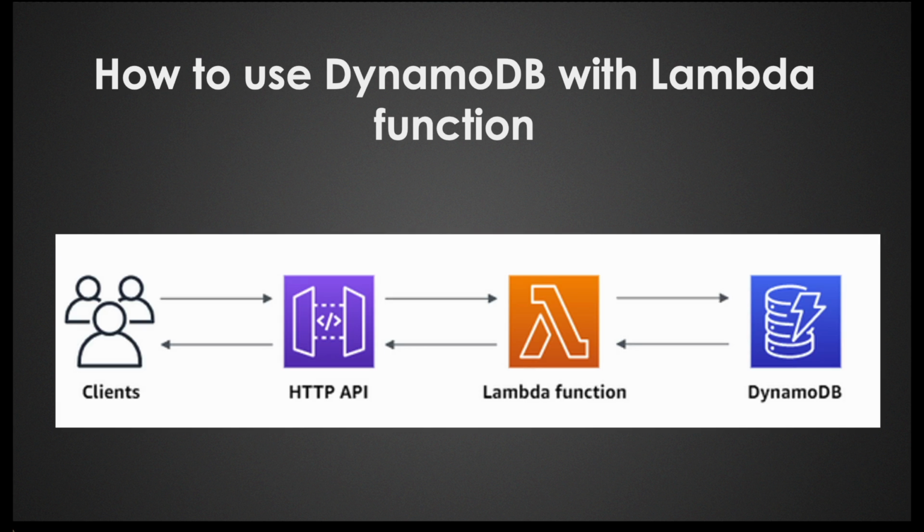Okay, so here we have a diagram. So here we have a DynamoDB table. On the right side you can see this is a DynamoDB table. So first of all you have to create a table in the DynamoDB, and then you can store whatever data you want. And after you have stored the data, then we will create a Lambda function, and that Lambda function will interact with the DynamoDB table.